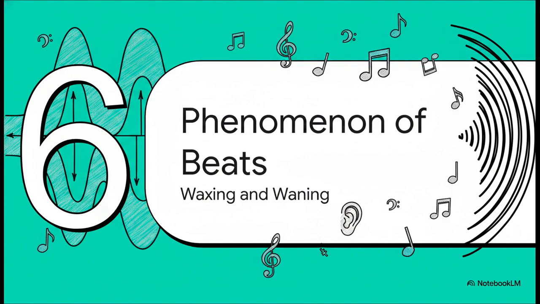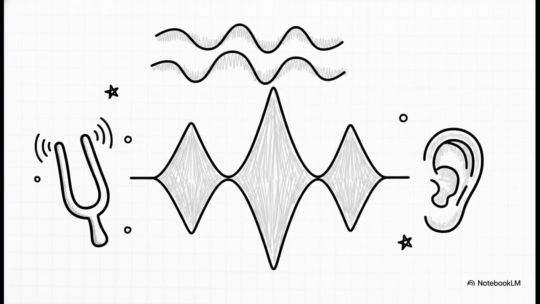And that brings us to our final topic, Section 6: the phenomenon of beats, waxing and waning. Now, what's really interesting here is connecting this complex physics of interference directly to everyday acoustics. When two harmonic sound waves with frequencies that are very close but not exactly equal overlap, they constantly drift in and out of phase. This creates an audibly distinct waxing and waning of sound intensity. It gets louder, then softer, then louder again.